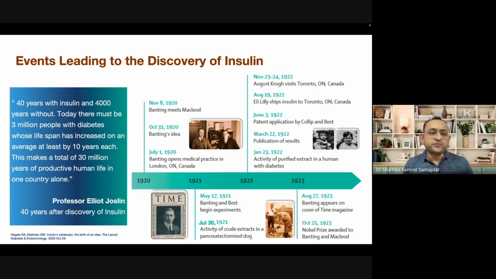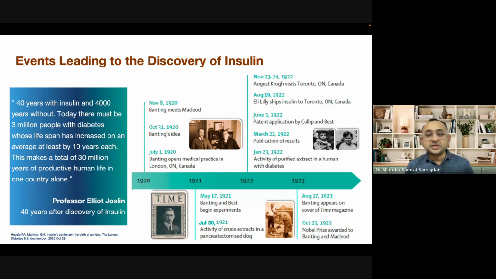To quote Professor Ian Jocelyn, who delivered this lecture 40 years after the discovery of insulin: 40 years with insulin and 4,000 years without. Today, there must be 3 million people with diabetes whose lifespan has increased on average by at least 10 years each. This makes a total of 30 million years of productive human life in one country alone.